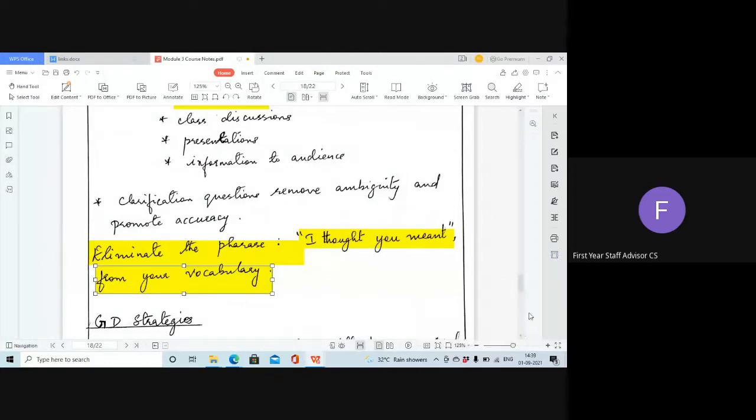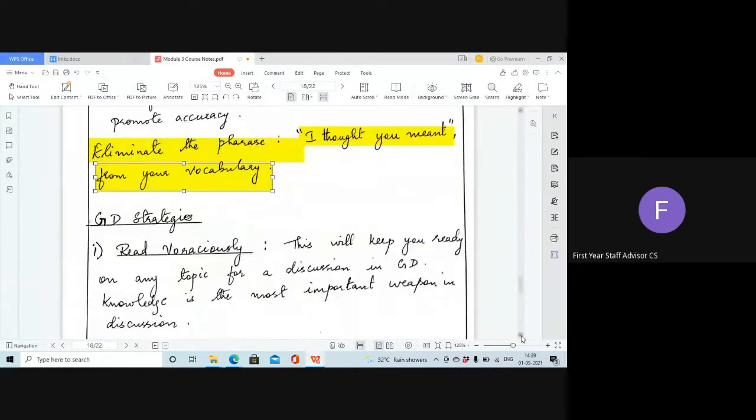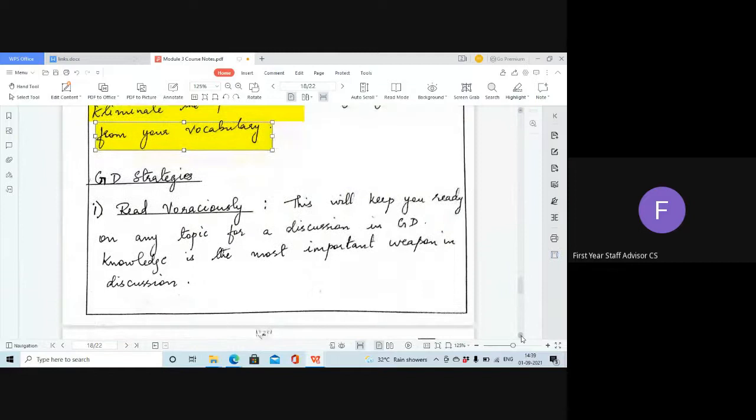Now, next is GD strategies. That is, to participate in a GD, what all should you do? What are the actions and preparations you should do when participating in a GD? First of all, the first thing is read voraciously. Voraciously means continuously, or you should keep reading as a habit every day in your everyday life.